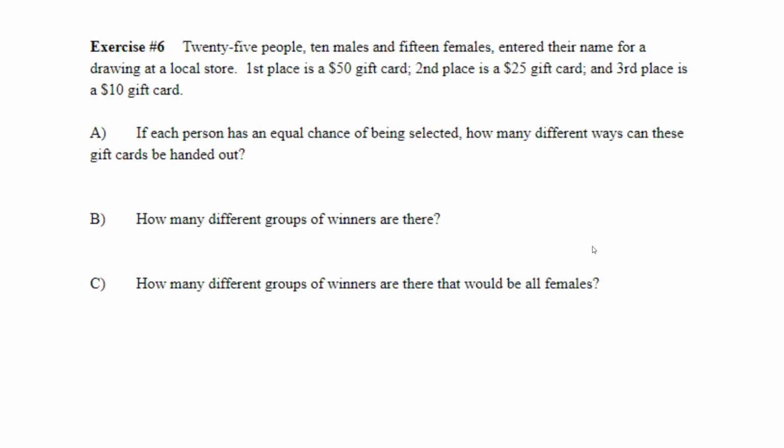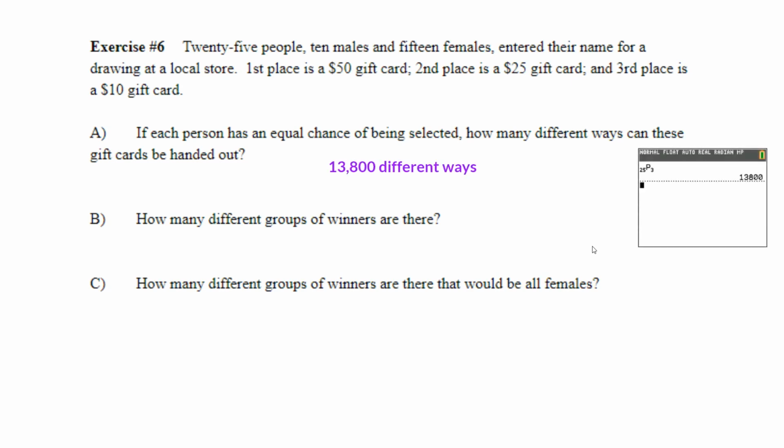25 people, 10 males and 15 females, entered their name for a drawing at a local store. First place is a $50 gift card. Second place, 25. Third place is 10. If each person has an equal chance of being selected, how many different ways can these cards be handed out? This is a permutation because the order does matter. Getting the $50 gift card is different than getting the $25 gift card and so on. So there's 13,800 different ways.